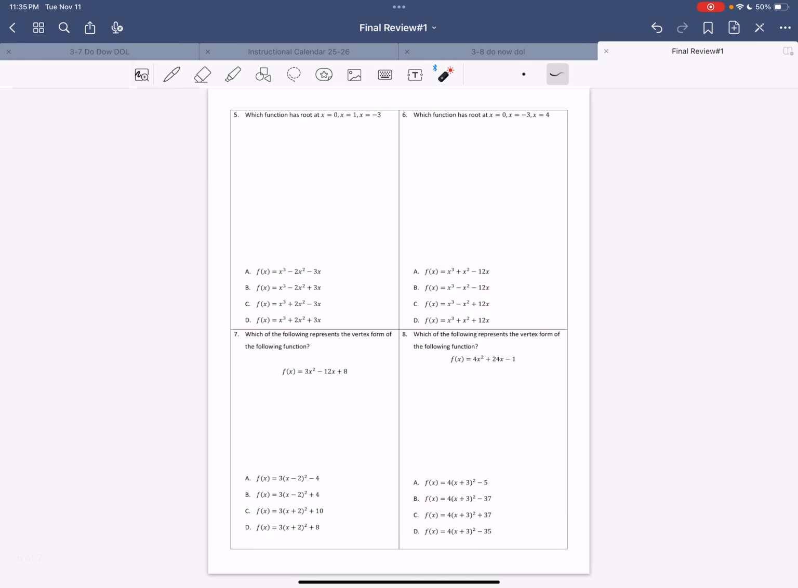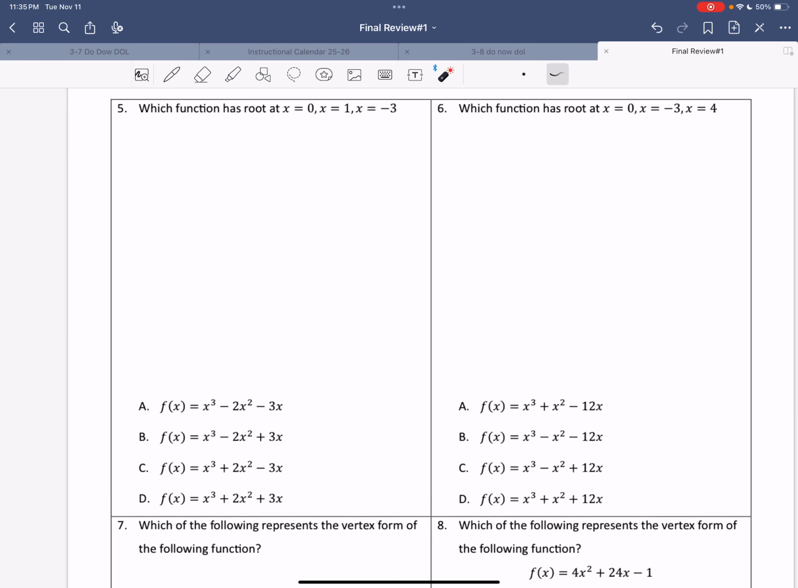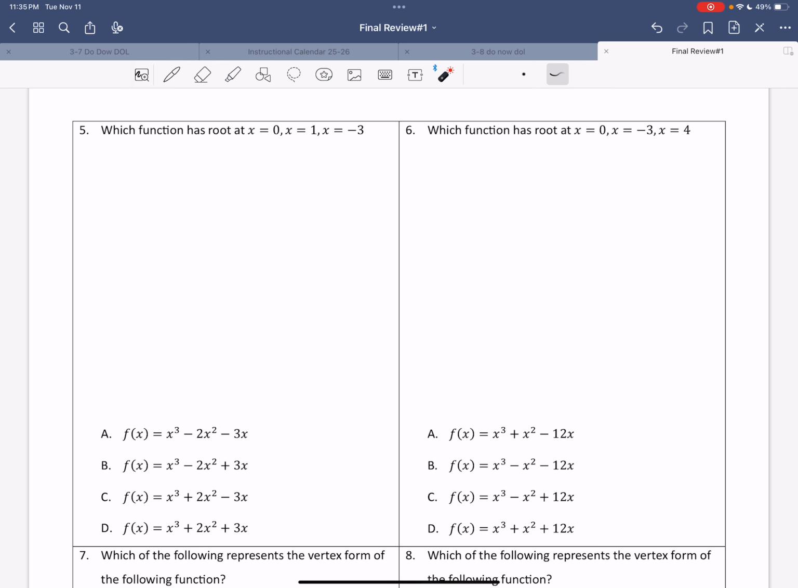So let's get started. Question number 5 says, which function has a root at x equals 0, x equals 1, and negative 3? This one is very easy to approach because we have 3 x-intercepts, since a root stands for an x-intercept. So what you can do is put this into Desmos and see which one has these 3 x-intercepts.